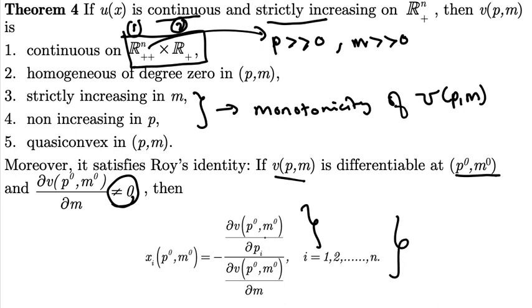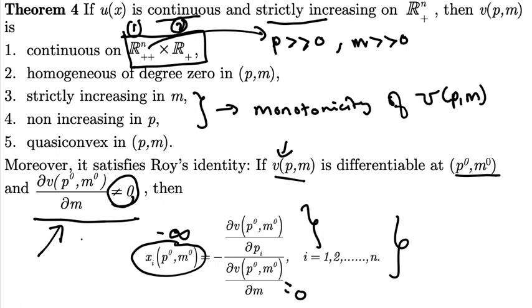Now, if you look at Roy's identity here, you look at this requirement, why can't it be equal to 0? Imagine if this one equals 0, mathematically speaking, what happens to this answer? It will always give you minus infinity, isn't it? And this one is X_i, the amount of good i consumed at the optimal level. So it can't be infinity. That's why the first derivative of the indirect utility function with respect to income cannot be 0.